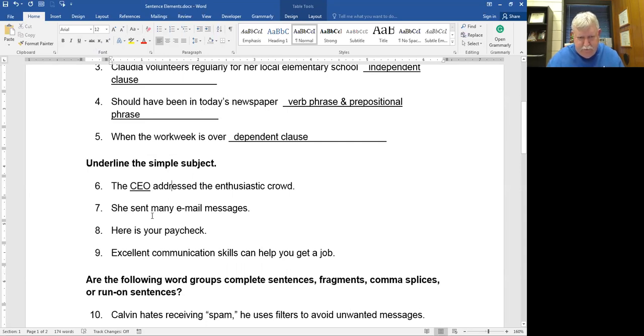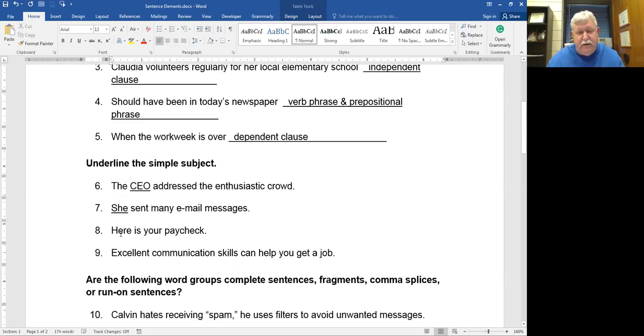"She sent many email messages." Underline "she." She is the subject. She sent. She did the action. Okay, who's speaking? We don't know. Who's being spoken to? We don't know, but we know who we're speaking about here.